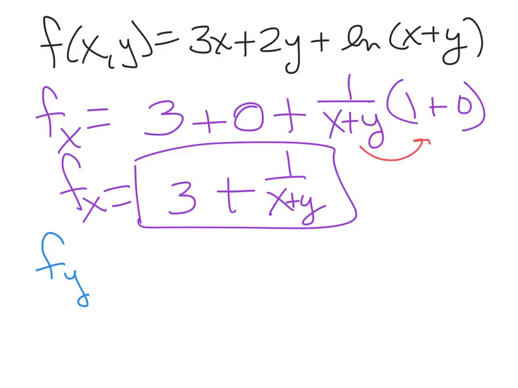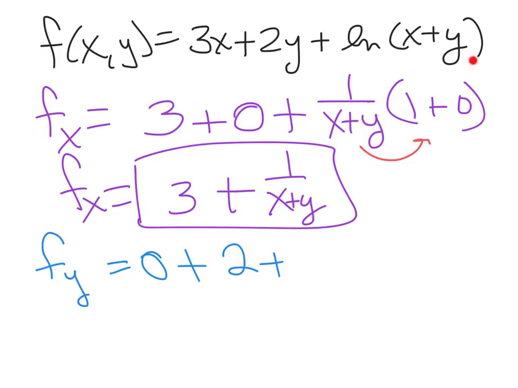Let's find f sub y, which is the derivative with respect to y. The first term has an x in it. X is a constant or a number. The derivative of a number or constant is 0. So this starts out with 0. The next term, 2y. Y is the variable, so what is the derivative of 2y with respect to y? It's 2. Next and last term, natural log of x plus y. Inside there, the x is a constant, the y is a variable, so this is a term that has a variable in it, so we need a derivative.